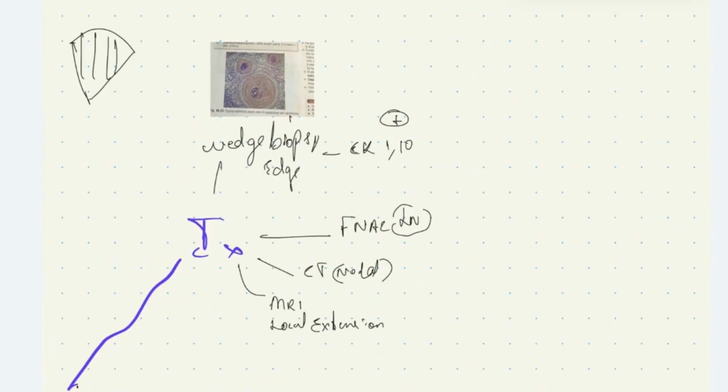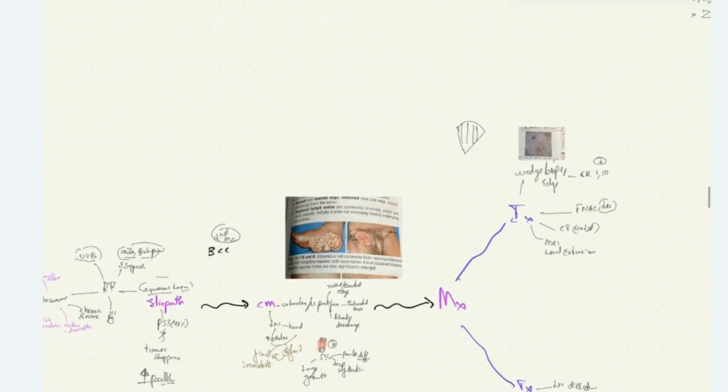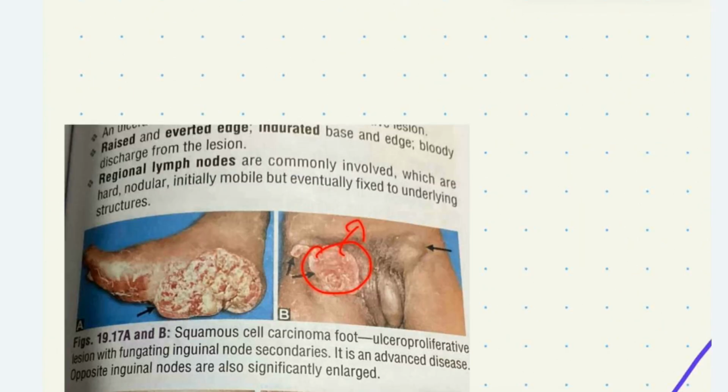If we do FNAC of lymph nodes, we can see secondary metastasis where we can see squamous cells with keratin pearls. For estimating nodal spread, we can also do CT scan in the patient. The MRI may be useful to evaluate the local extension of the lesion.